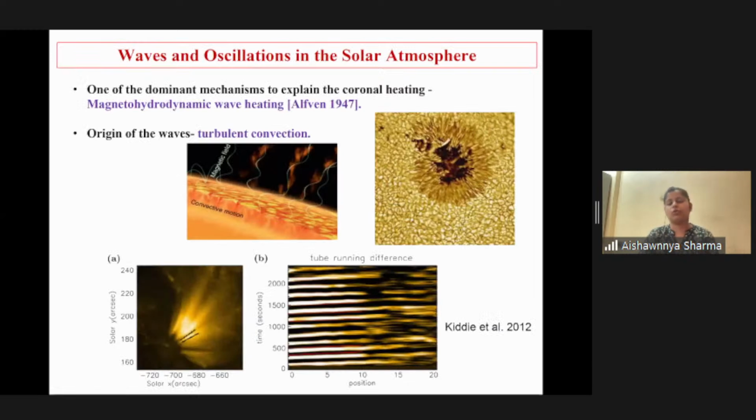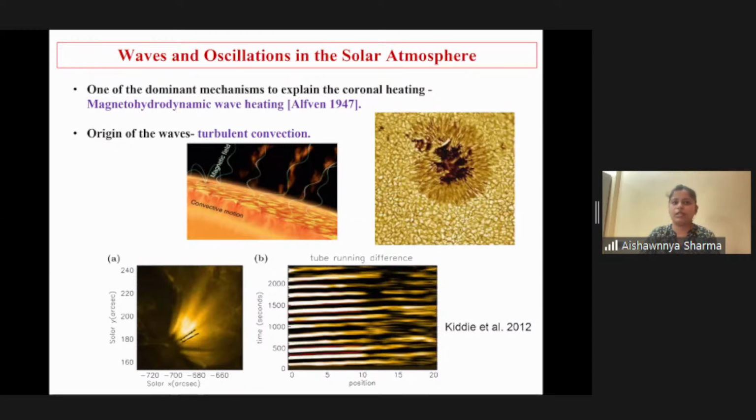As I have told, this is one of the unsolved problems in solar physics: why is the corona so hot? Many mechanisms have been put forward to explain coronal heating. One is nanoflare heating, which is the magnetic reconnection of magnetic field lines. As we know, the Sun is full of magnetic field lines. Another one is wave heating, which we call magnetohydrodynamic wave heating. These waves are generated in the lower atmosphere, go up and dissipate their energy, contributing to coronal heating.